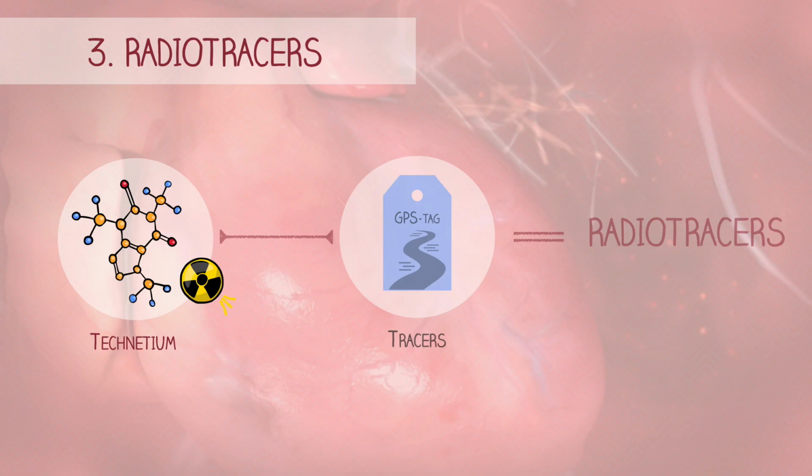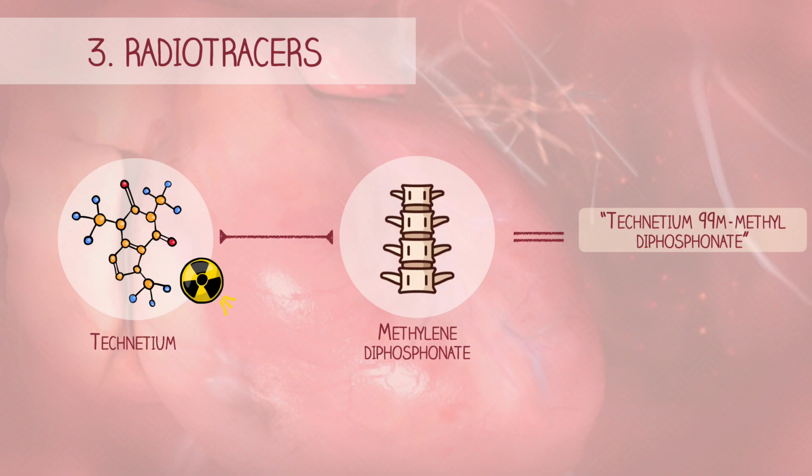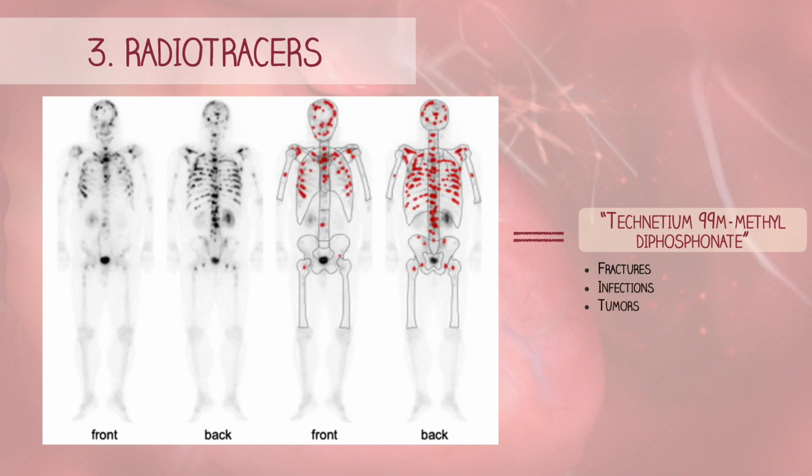Technetium is commonly linked with methylene diphosphonate, a bone-seeking tracer used in bone scans. It accumulates in areas of increased bone activity, including fractures, infections, and tumors. For those interested, I will provide a link to a video where I explain all the details of bone scans at the end of this video.